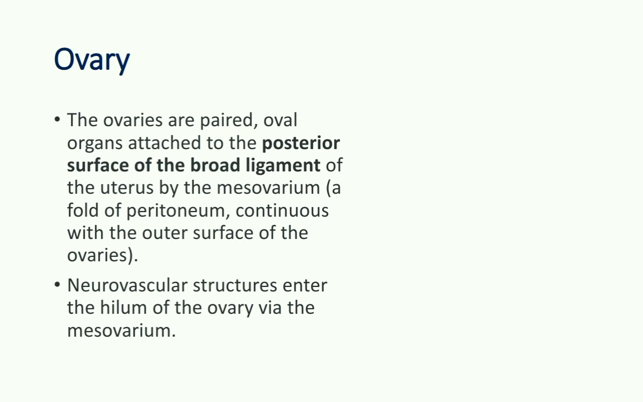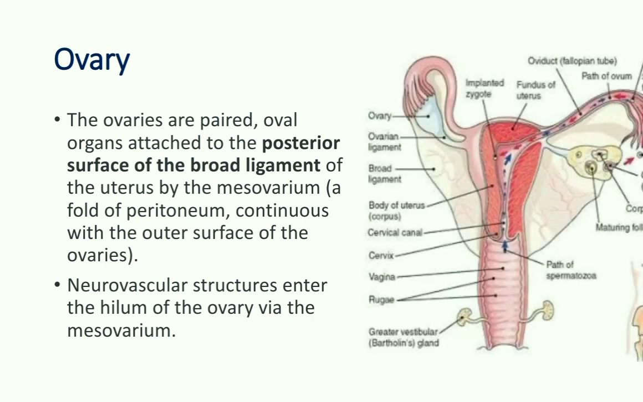What is ovary? Ovaries are paired organs, oval in shape, and attached to the posterior surface of the broad ligament of the uterus by the meso-ovarium. Meso-ovarium is a fold of peritoneum which is continuous with the outer surface of the ovary. The neurovascular structures enter the hilum of the ovary via the meso-ovarium.